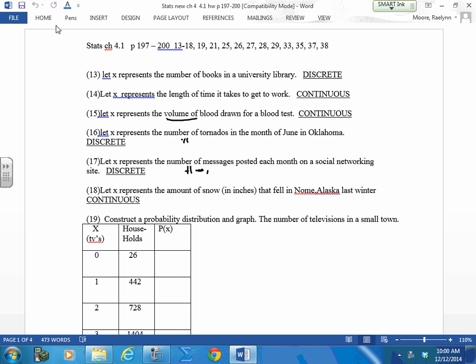X represents length of time. Can you have a half hour? Can you have a half a minute? Can you have a half a second? Yeah. If you can ask yourself, can you have a half? You're continuous. The volume of blood, continuous.